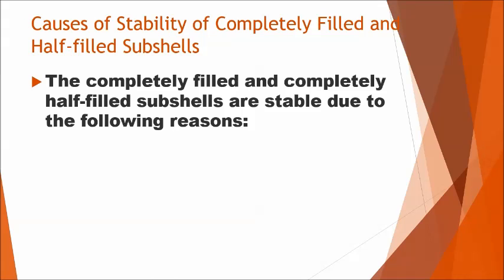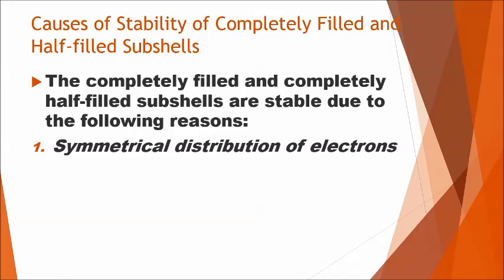The next topic is causes of stability of completely filled and half filled subshells. The completely filled and half filled subshells are stable due to the following reasons, that is symmetrical distribution of electrons and exchange energy. These are the two things which cause the stability of completely filled and half filled subshells. So this is our last topic of the chapter.